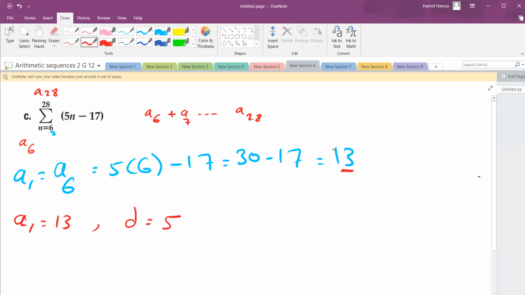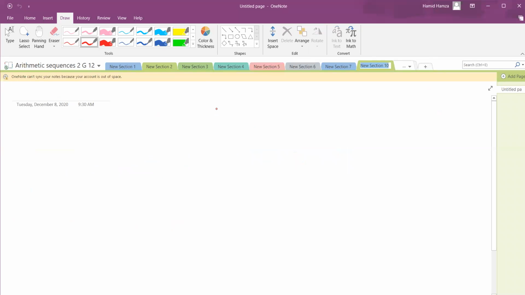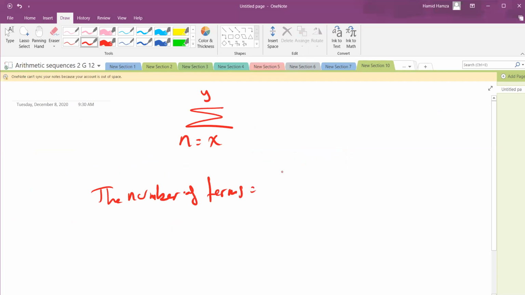Now the very important point I talked about is n. How many terms are there from A6 to A28? There is a rule we use with sigma notation like this, n equals x to y. So the number of terms equals y minus x plus 1. It gives you how many terms you wanna add.